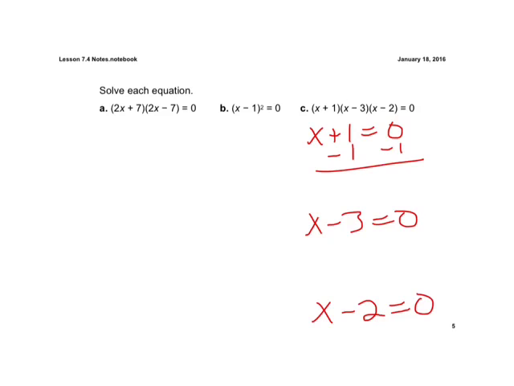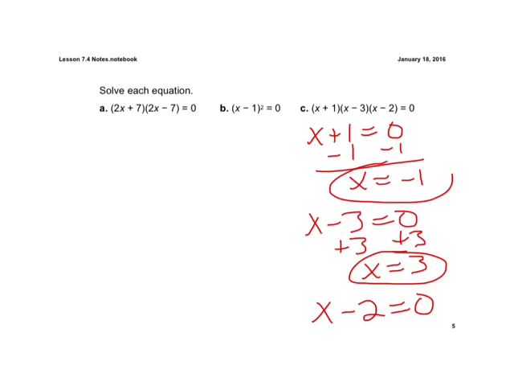So we'll subtract 1. One of our roots is x equals negative 1. Next one, let's go ahead and add 3. X equals 3. There's another root. And our last one, add 2. Add 2, x equals 2. Okay, this one we actually have 3 roots. There are 3 numbers we can plug in there to get our solution to be 0.